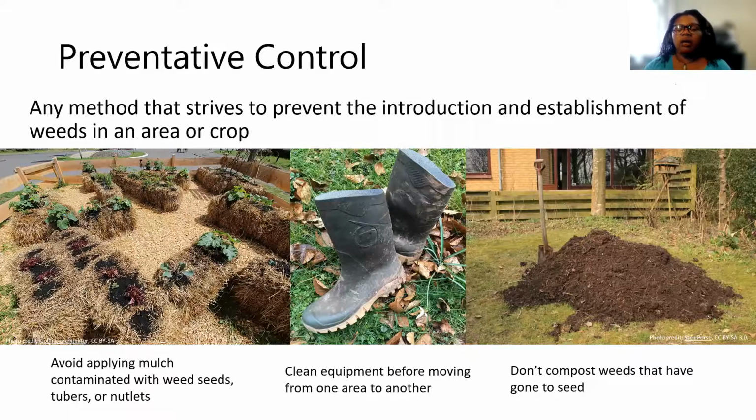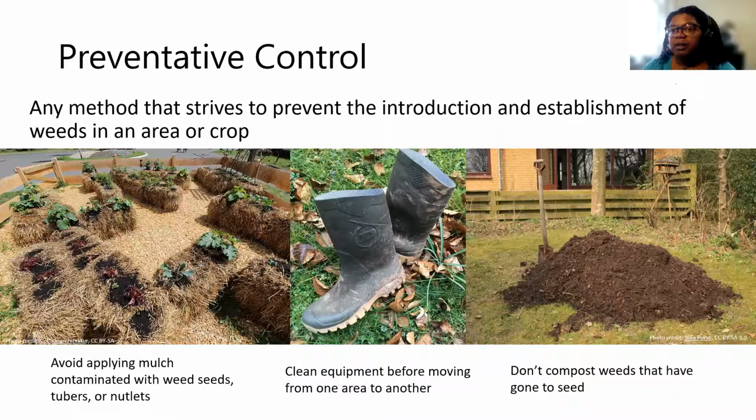Preventative control encompasses any method that strives to prevent the introduction and establishment of weeds in an area or crop. So in a garden setting, it can include making sure you don't apply mulch that's contaminated by weed seed, tubers, or nutlets, such as, here, this is probably rye straw mulch. So hopefully this was harvested before the rye went to seed, because otherwise you're going to get a lot of volunteer rye weeds.